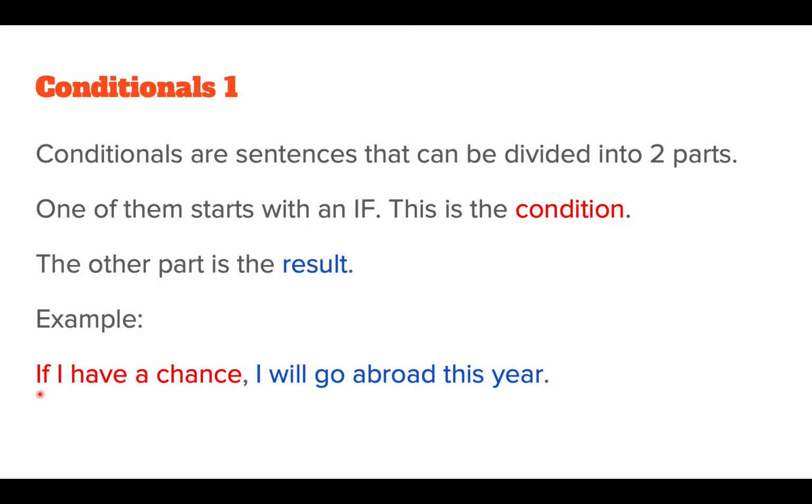So, if I have a chance is the condition for this to happen. If I have a chance, I will go abroad. Go abroad is to go to a different country, right? You can travel in Brazil, or you can travel to a different country. Go abroad is when you travel to a different country. So if I have a chance, I will go abroad this year is a conditional sentence because there is an if in one of the parts of the sentence, right? And this is what we're going to study.